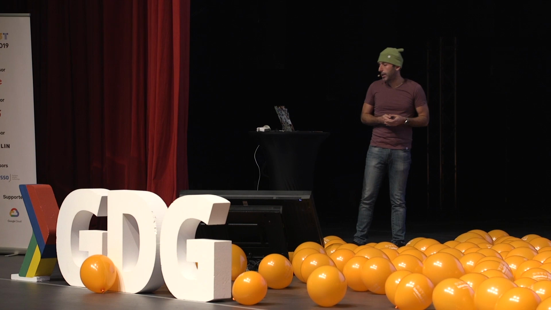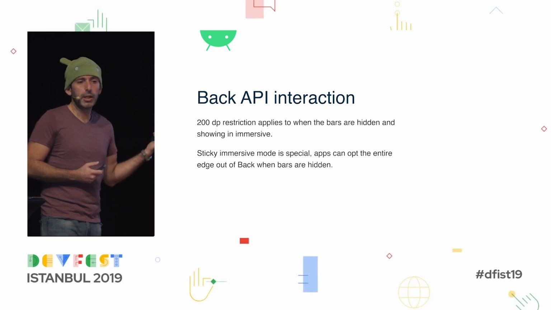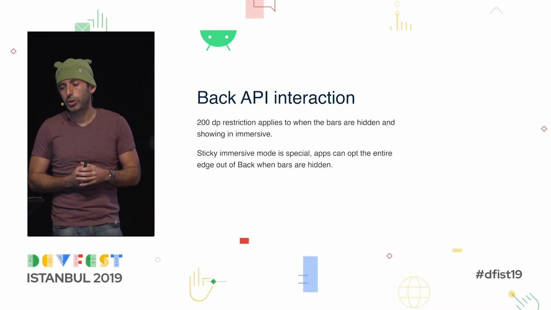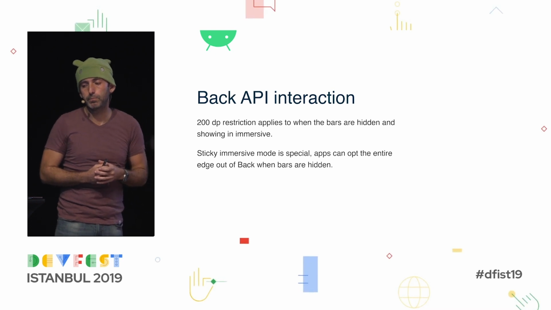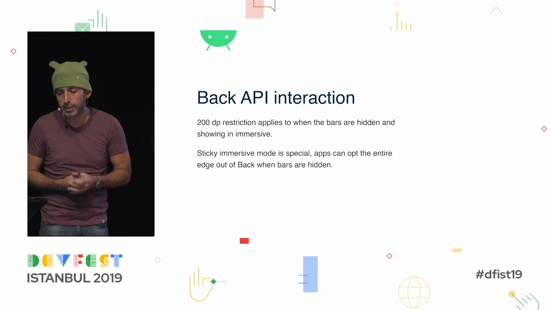Next, back API interaction. Similarly with immersive mode, if you're using 200 dips, the system will use the excluded areas. Immersive mode is especially good for games and video players. And in sticky immersive mode, if you're specifically using sticky immersive mode, you can opt out the whole edge. You don't have the restriction of 200 dips.